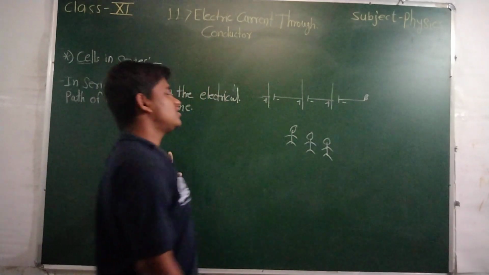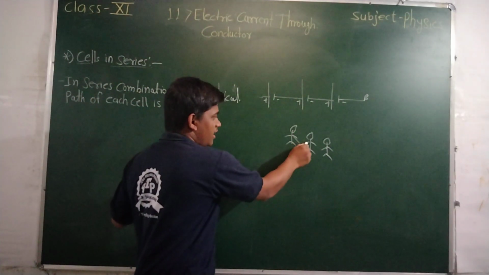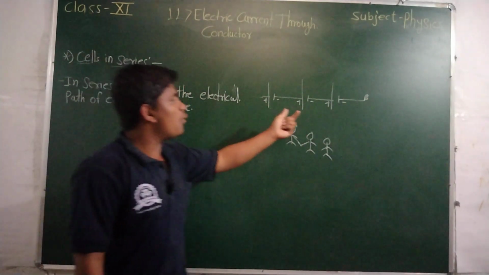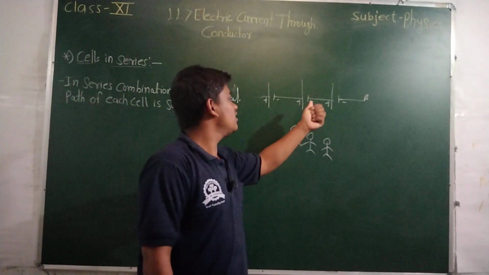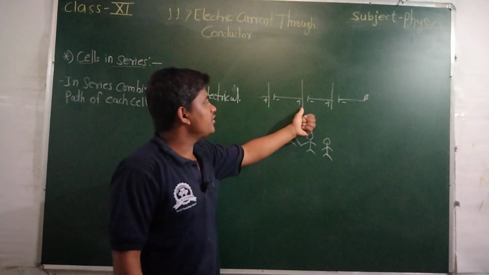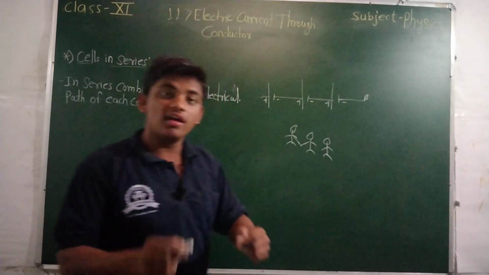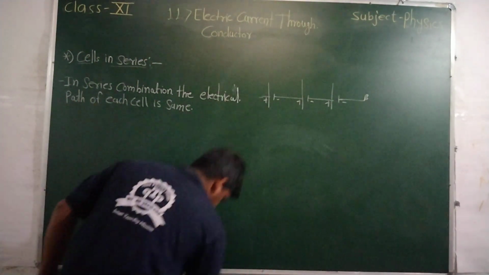These are standing together, but this is the left hand and this is the right hand, and like this the positive terminal of one battery is connected to the negative terminal of its neighbor battery, and the negative terminal of one battery is connected to the positive terminal of another battery. This is all about this.